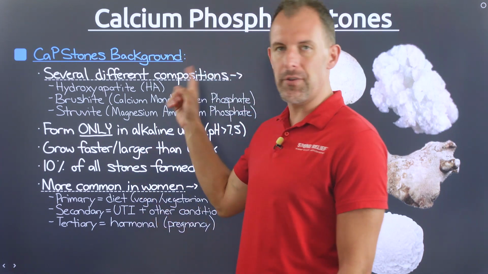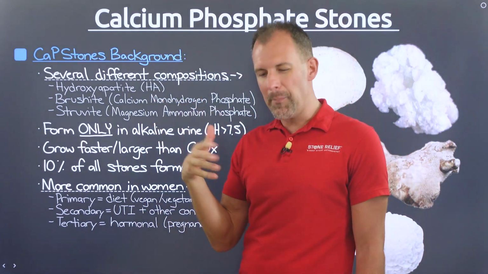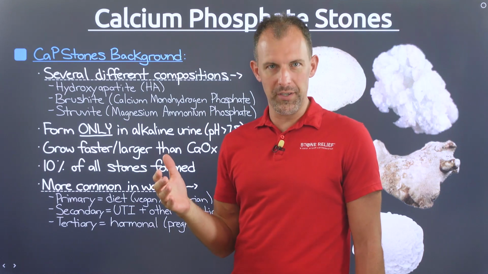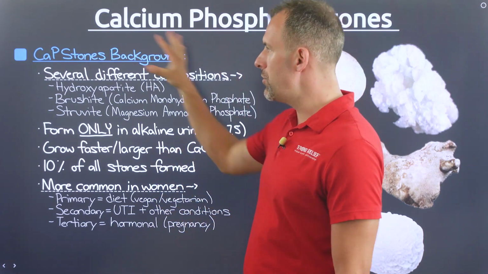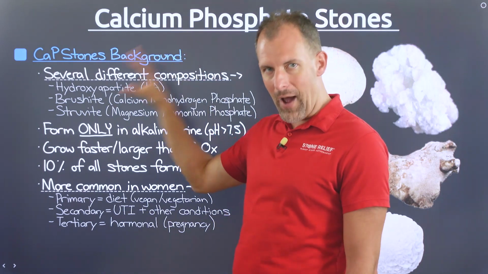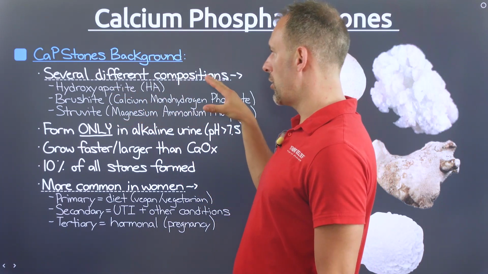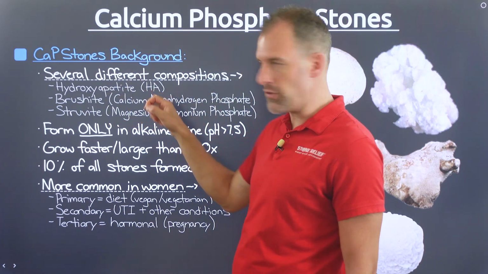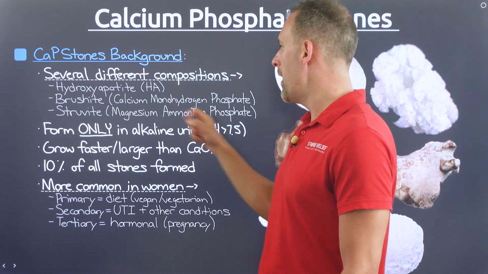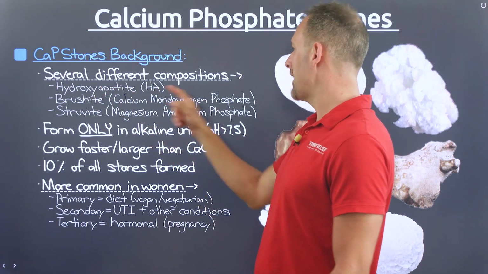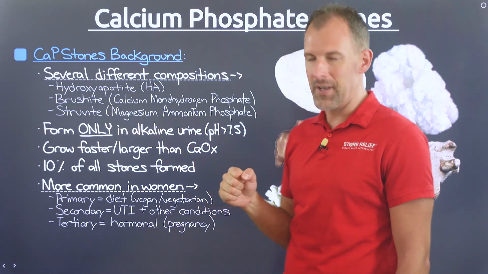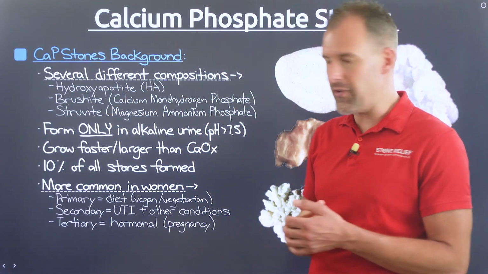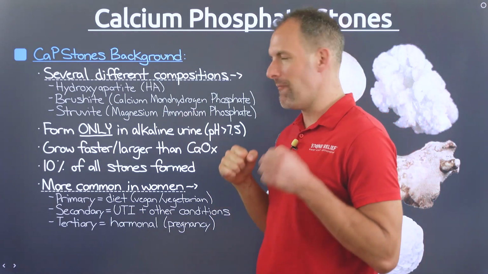As I had mentioned, there are several different compositions that boil into this particular stone type, which is unique to this particular family. Under the calcium phosphate family, there are hydroxyapatite stones, which we're going to label HA in this video. There's brushite stones, which are calcium monohydrogen phosphate. And then there's also struvite stones. This is the bacterial stone that everybody fears, and these are magnesium ammonium phosphate.